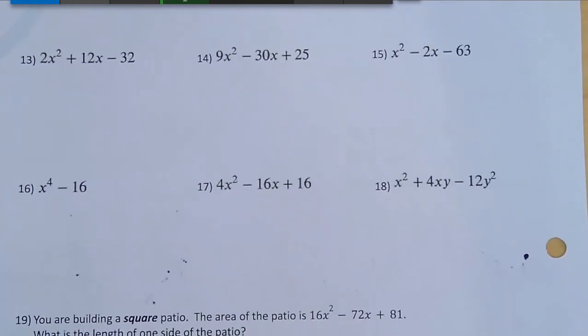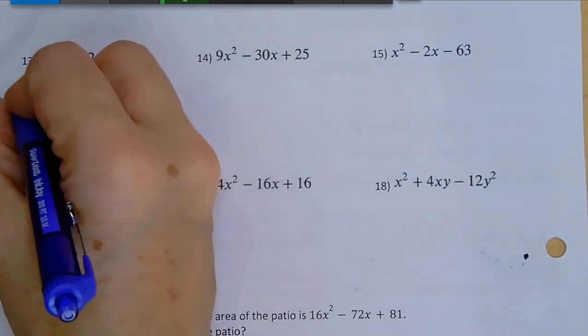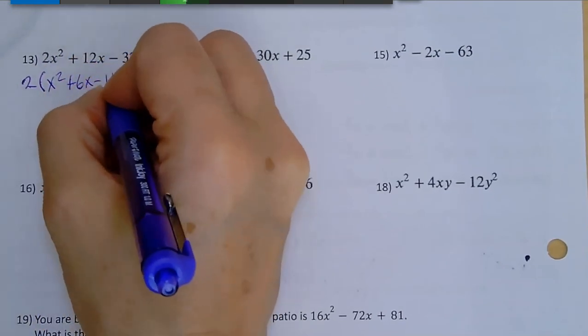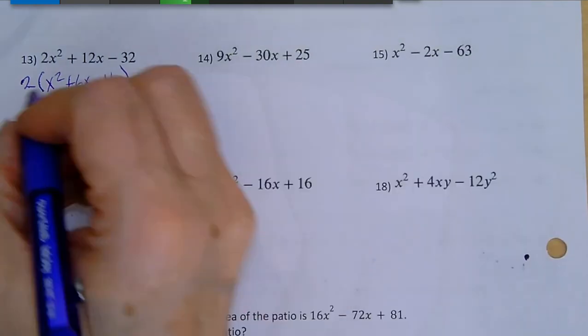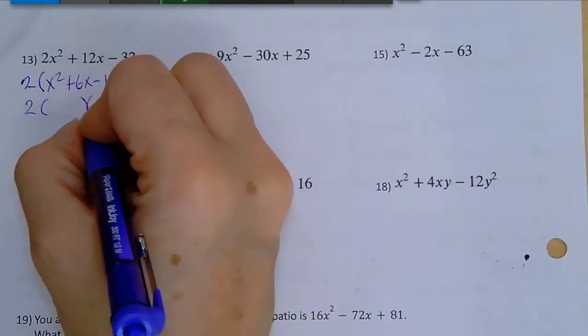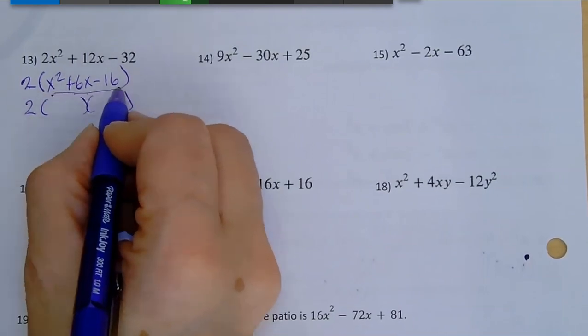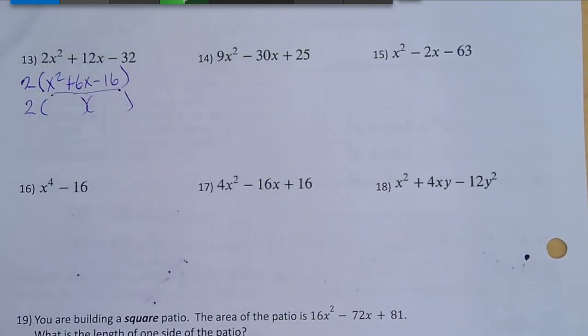Okay. 2x squared plus 12x minus 32. I notice that they're all even. I'll pull out that 2. x squared plus 6x minus 16. So now my answer is going to be 2 times, probably, 2 binomials. So I'm just going to factor out that x squared plus 6x minus 16.